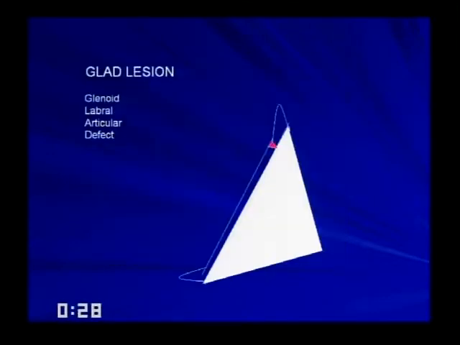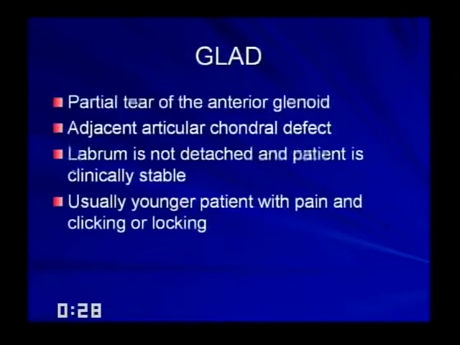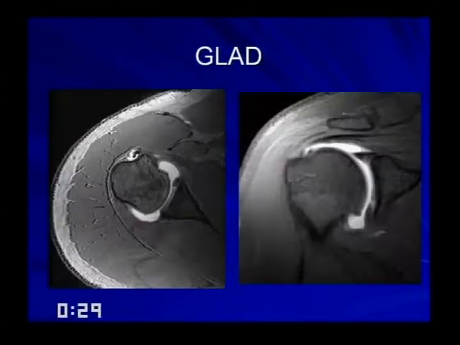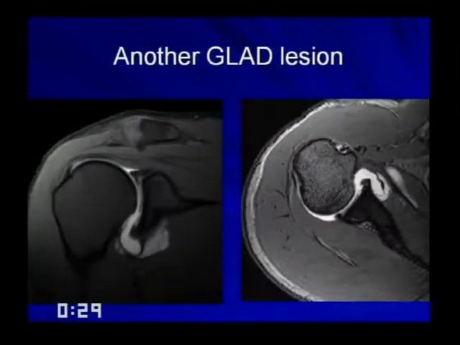Here's another patient with a displaced fragment and a Hill-Sachs deformity. Now, GLAD lesions, glenoid labral articular defects, these are not that important, but I want to make you aware of them. They are usually stable because the labrum is not detached, but the patient may have pain or clicking or locking. And here's a little articular defect at the base of the labrum, and you can see that there. And here's another one right there.